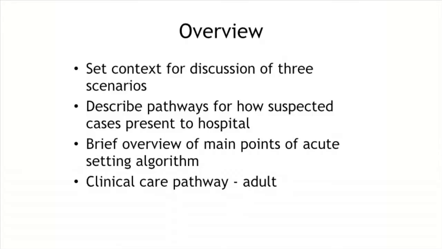What I'd like to talk about over 15 minutes or so is to set the context for the discussion of the three scenarios, which you're going to hear after my talk. I would like to focus a bit on what happens before somebody gets to hospital, so describe the pathways for how suspected cases present to a hospital setting. I'd like to give a brief overview of the main points of the acute setting algorithm, and then also mention the clinical care pathway for an adult, which has just been agreed this week.